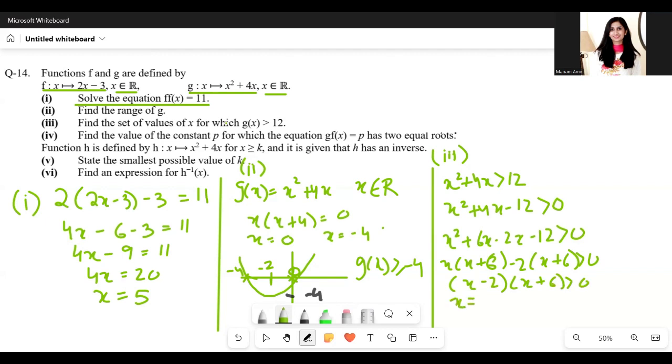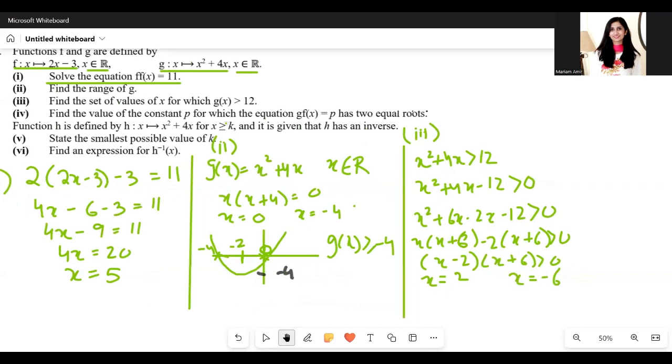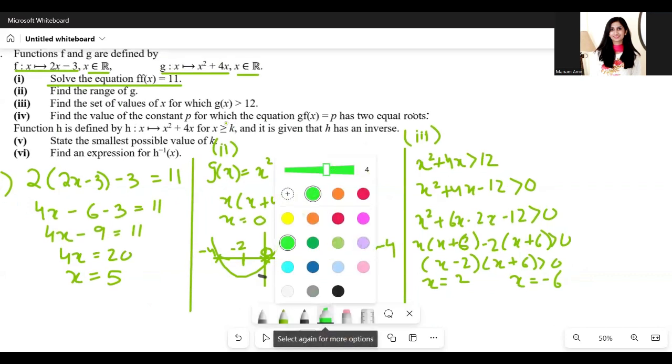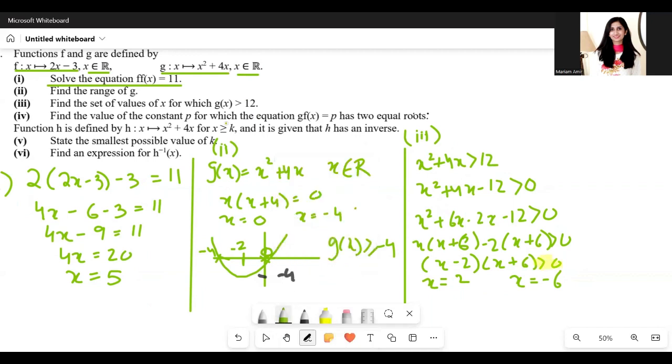So looking at only the values of x, you'll get x = 2, x = -6. But since it's an inequality question and it says greater than 0, we write our final answer like this: x is greater than the bigger number, which is 2, and x is smaller than the smaller number, which is -6.